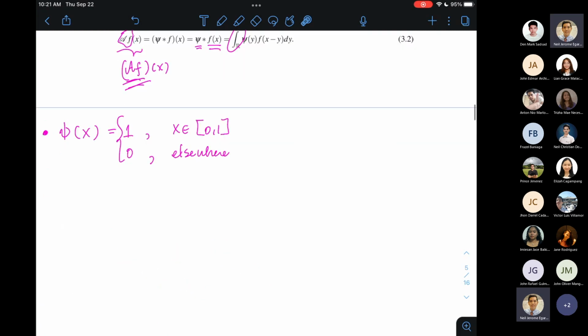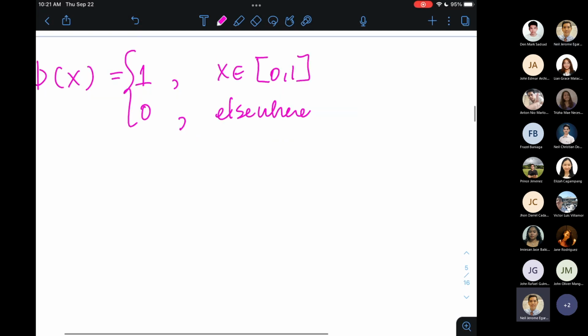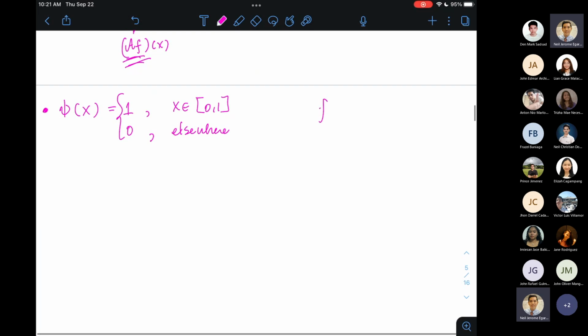Now, go ahead and pick a function f that is easy to integrate, and we will look at the convolution operator with respect to this function psi. So what can we look at? Okay, easy: the identity function, f of x equals x. Then let's compute the convolution of f and psi.